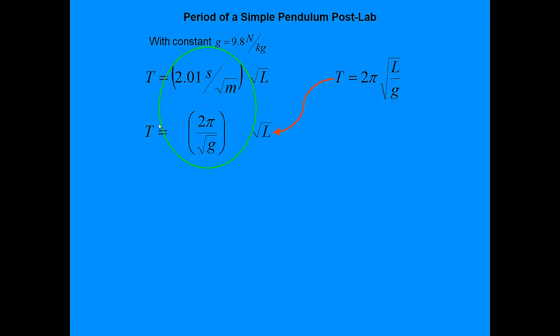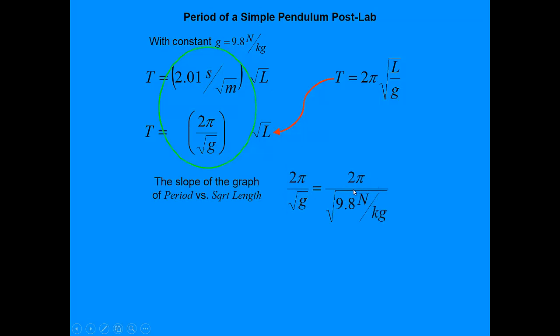So think about this in terms of an AP test. If you graph period versus the square root of the length, you'll get a linear graph, and your slope will be 2 pi over the square root of the gravitational field strength. But in this part of the lab, we kept the gravitational field strength constant. This is the slope of a graph of period versus square root of length. So what is 2 pi over the square root of G?